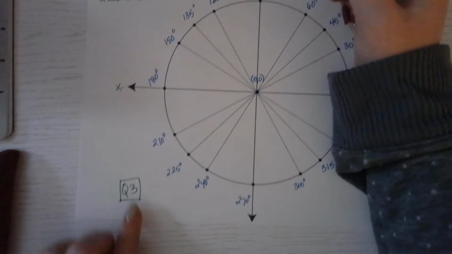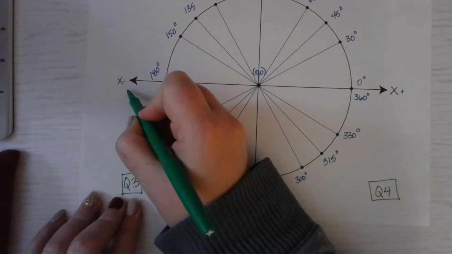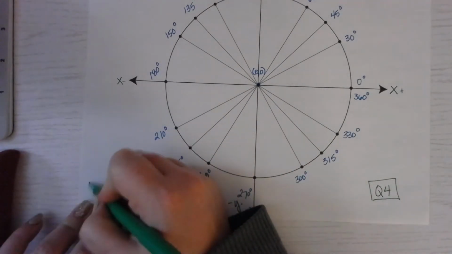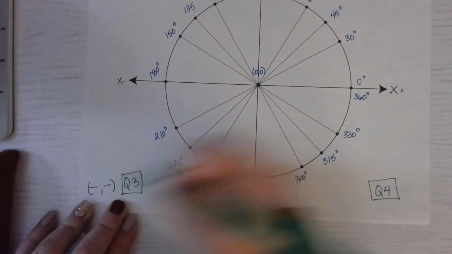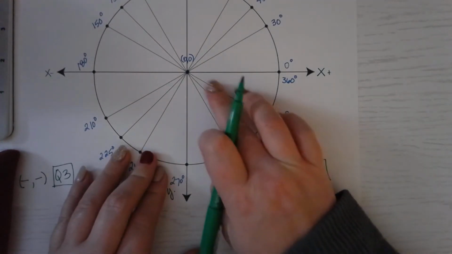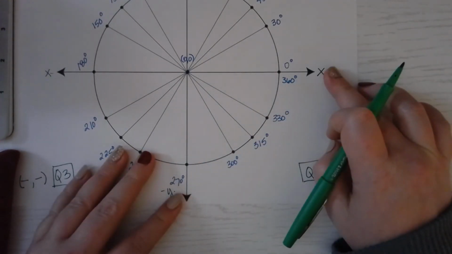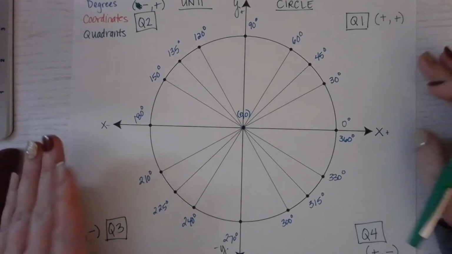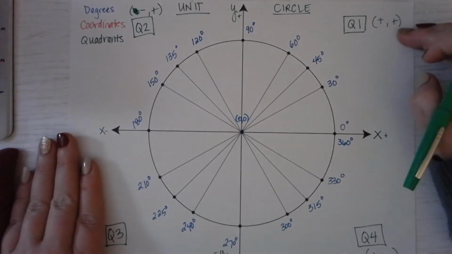Now we're going to look down in quadrant 3. X values are negative, Y values are negative. So over here in quadrant 3, X and Y are negative. And over here in quadrant 4, X values are positive, Y values are negative. X positive, Y negative.